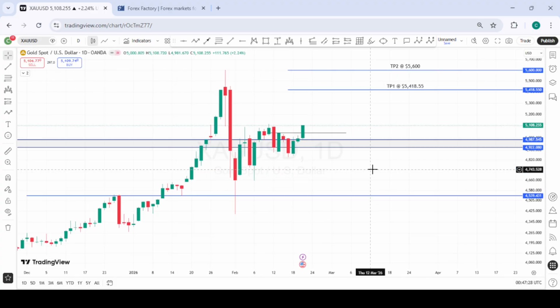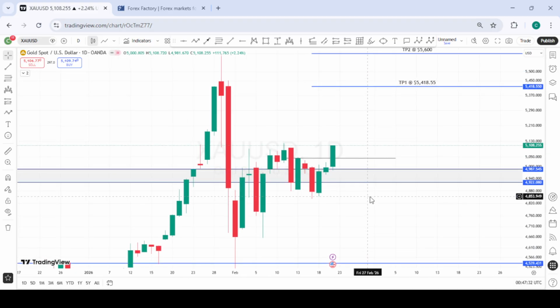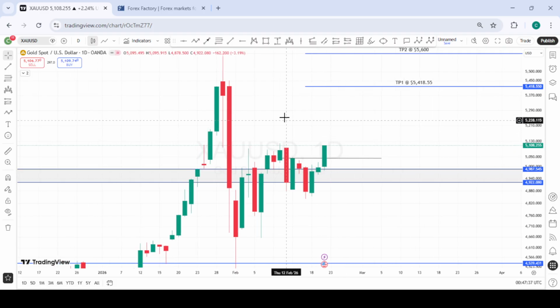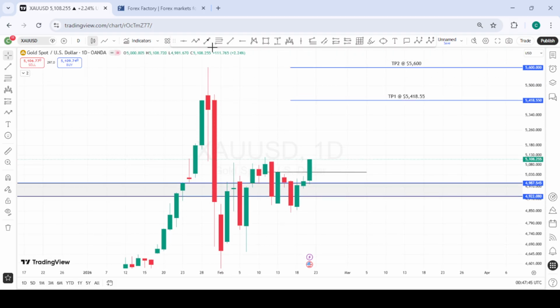We have here gold, and gold is currently reacting from an area of interest, and it has given us a nice daily structure shift. So gold has currently shifted bullish on the daily structure here. Going into next week, what we'll be looking out for is a possible pullback to retest the daily structure we have here to look for buying opportunities to the upside and target the all-time high once again.